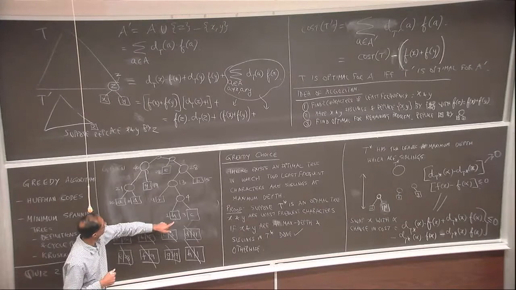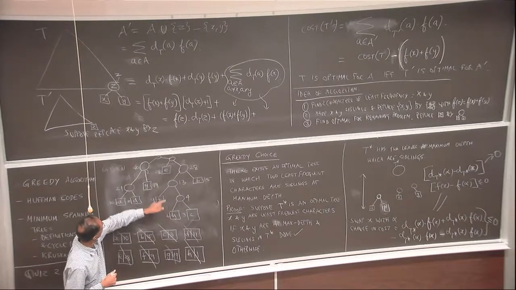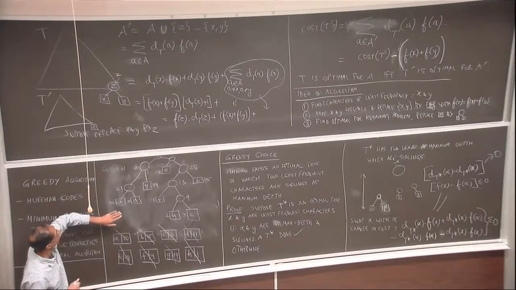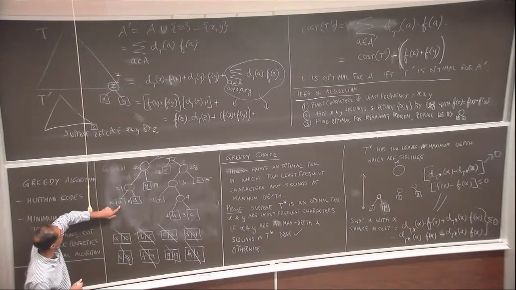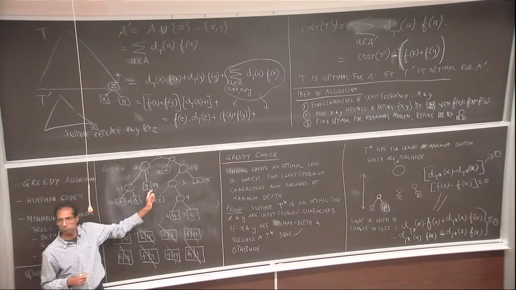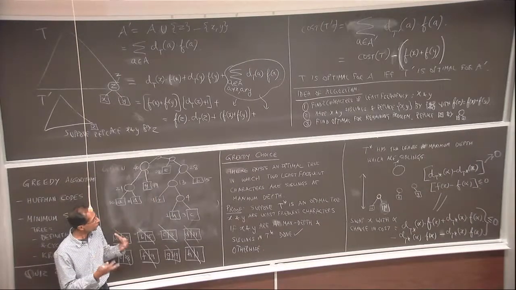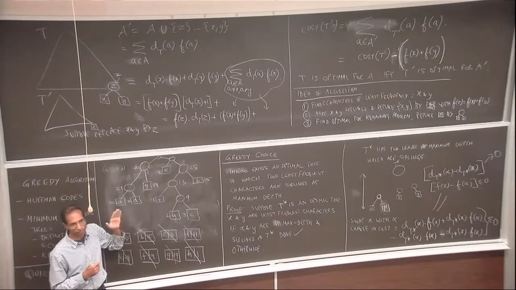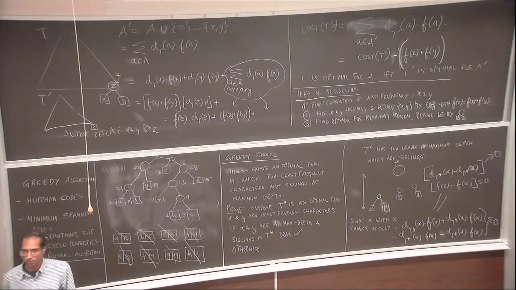Let's see. Notice that in this example, for example, 19 and 15, you could swap these two without any problem, right? They are both at the same depth. So this is not a unique tree in that sense, but everything is at the right depth. That's correct.